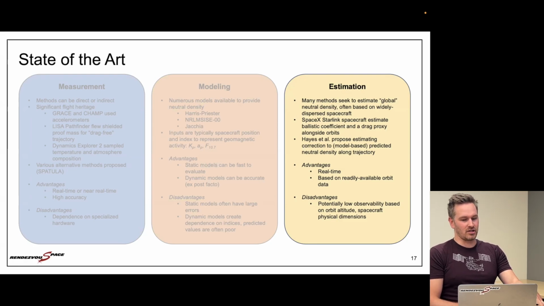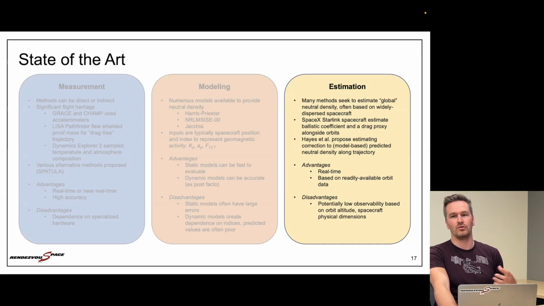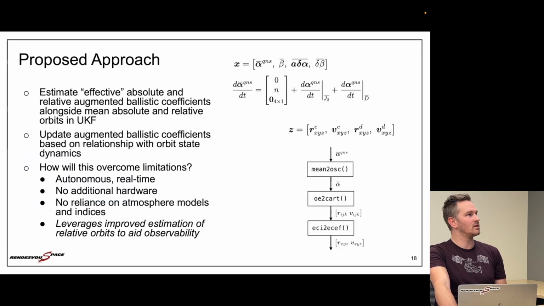Advantages to the estimation alongside orbits are that it's done in real time, right? You're doing this in a column. This is based on readily available orbit data. So essentially, many authors use TLEs, but it can be done with position and velocity for a single spacecraft as well. Disadvantages are that you potentially struggle with low observability, which can be based on your spacecraft's physical dimensions or the orbit altitude or what's happening with the solar activity at that time.